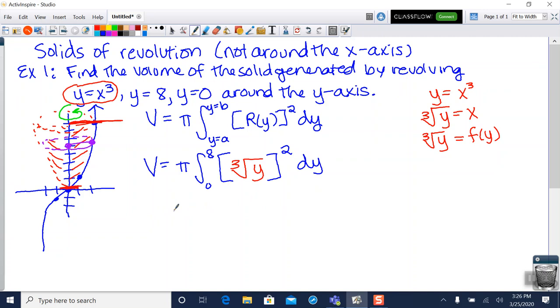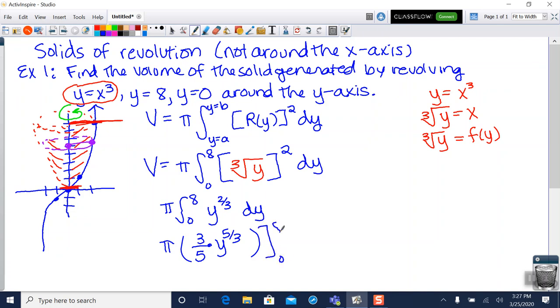So now we just have to evaluate this integral. That should not be a big deal. So if we rewrite it, pi, 0 to 8, y to the 2/3 dy. Go ahead and do that. If we add 1 to that, that's y to the 5/3 times the reciprocal, which is 3/5. Okay, and we're going to multiply this whole thing by pi, and we're going to evaluate from 0 to 8.